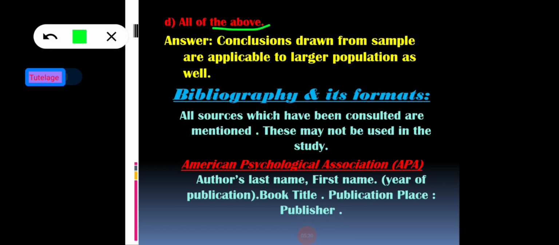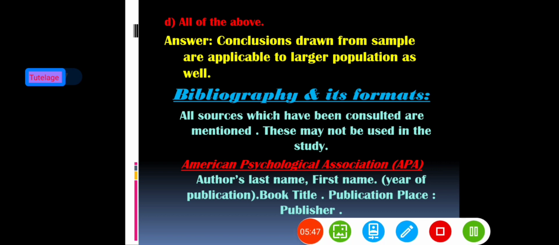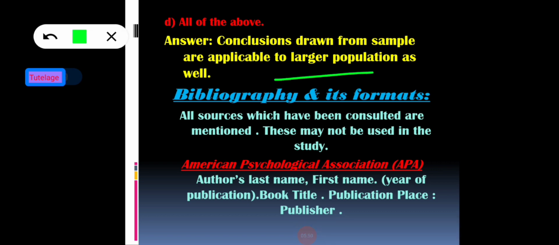So obviously the research should be generalizable. It means it indicates conclusions drawn from sample size, which is applicable to the larger population as well. So that's why option number C is the correct answer, and here we can say option number C is the correct answer for this particular question. So I think this is clear.